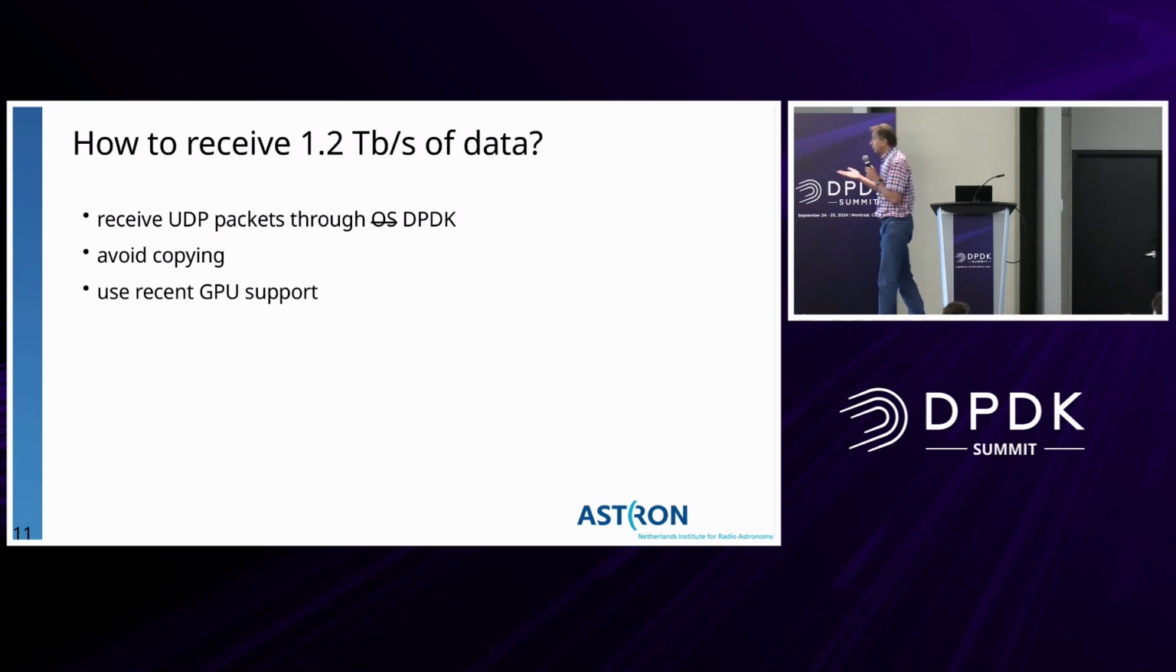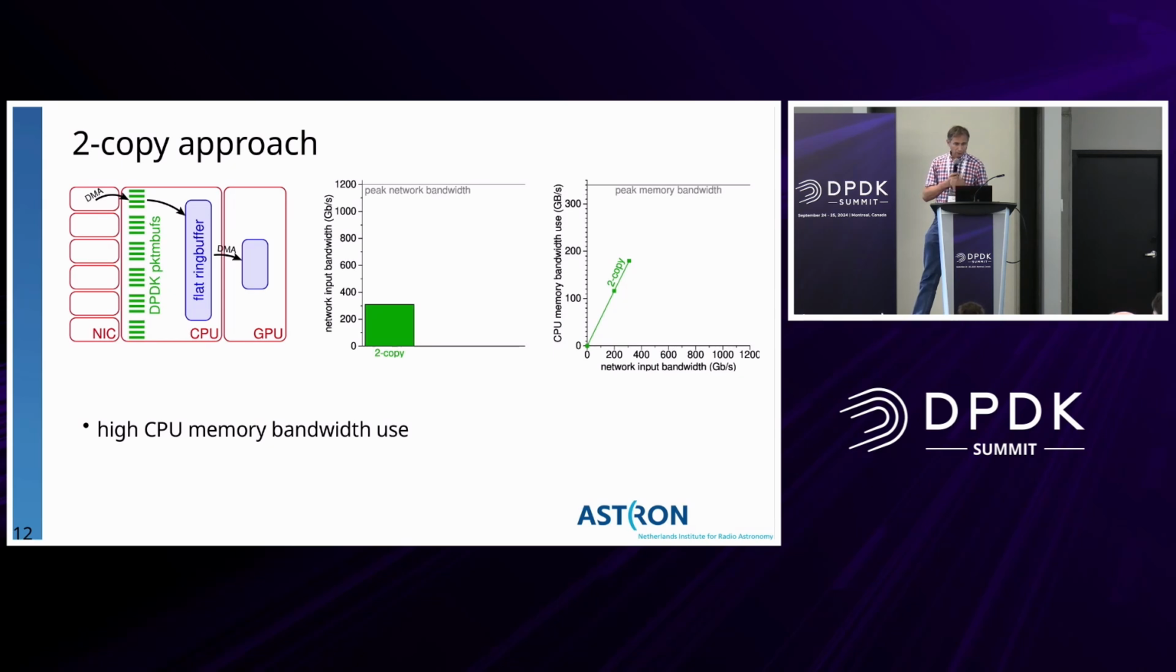So first of all, of course, get rid of the operating system. That works fine for 40 gig Ethernet, but not for 200 or 400. Start using DPDK. As I will show in the next few slides, copying is a bad idea, and we used the support for GPUs that was added to the DPDK toolkit a few years ago.